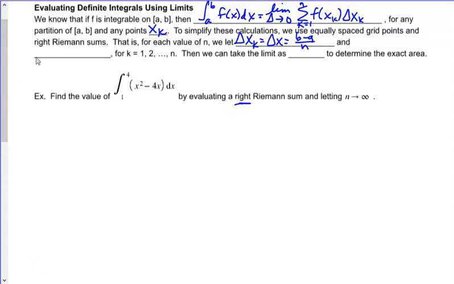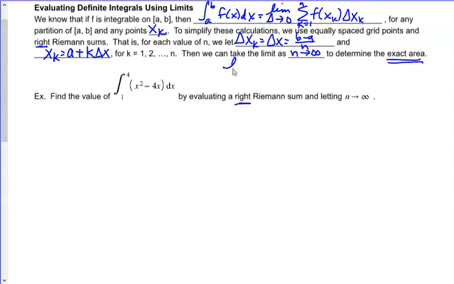And to find our grid points using the right Riemann sum, x sub k is found by taking your starting value and adding to that k times delta x, where k runs over the positive integers up to n. Then the idea is, once we know that, we take the limit as n goes to infinity. The number of rectangles is going to be infinite, and once we take that limit, that locks in the exact area for our function. That's what we want.